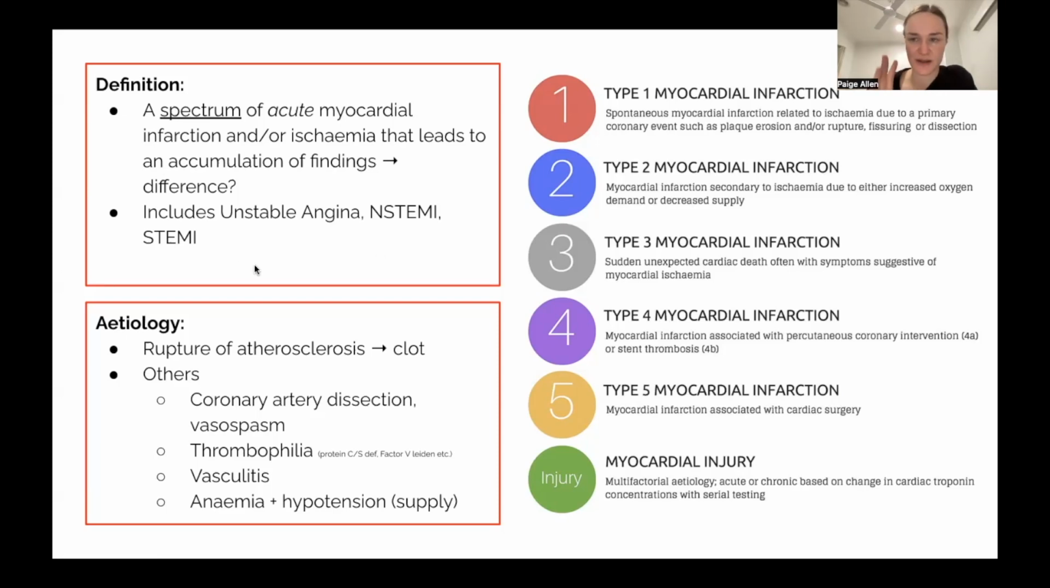So in terms of the actual spectrum of AMI, that includes unstable angina and STEMIs. As we know, you get that rupture of the atherosclerosis that forms a clot that blocks your coronary vessels, and then you're not getting enough blood flow to feed the myocardium. And then that part of the heart gets ischemic and cannot contract. This is why it becomes an arrest eventually.